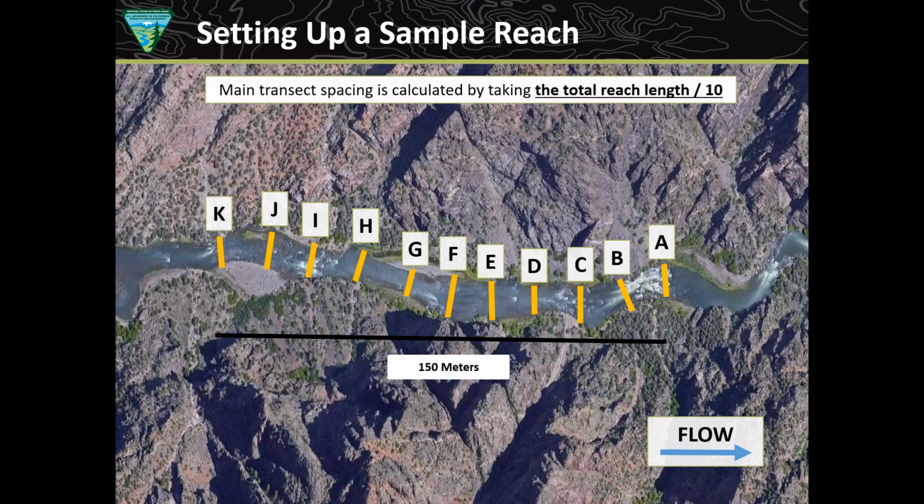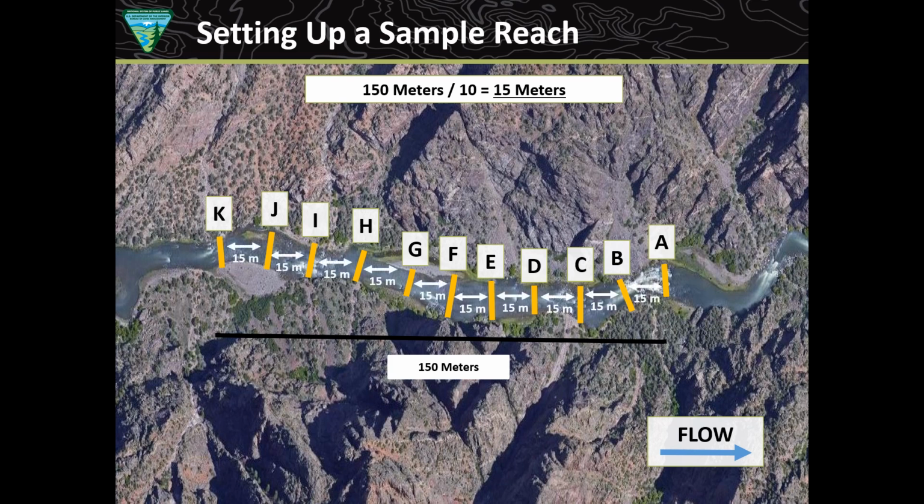Main transect spacing is calculated by taking the total reach length and dividing by 10. For example, in a small stream with a reach length of 150 meters, the main transects will be 15 meters apart. In a larger stream that has a total reach length of 400 meters, main transects will be 40 meters apart.